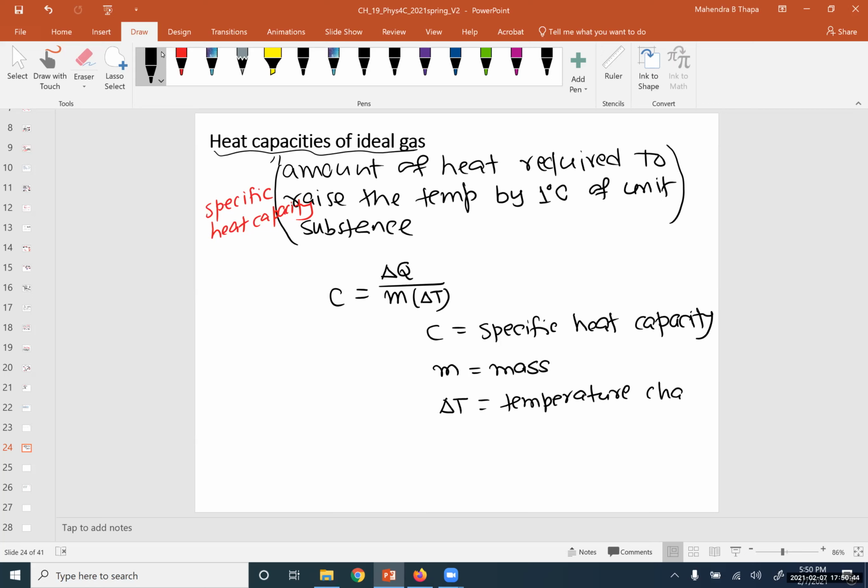Okay, so we know based on that the unit of specific heat capacity is joule per kilogram per degree Celsius or joule per mole per degree Celsius. Okay, so this is the generalized definition for any substance.